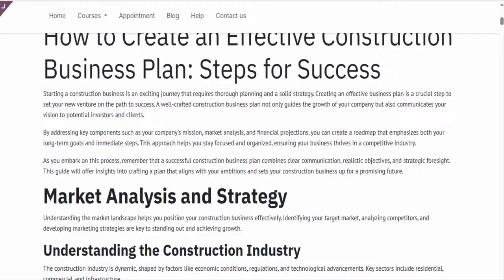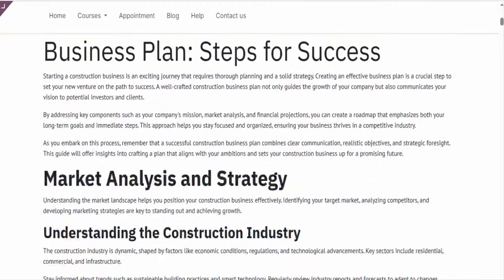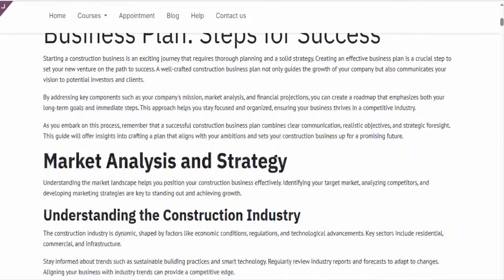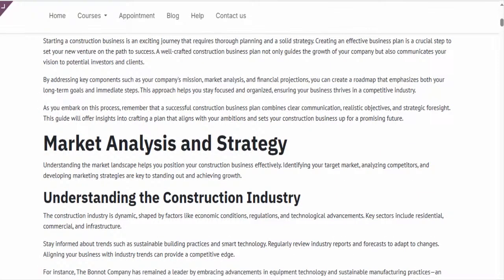Creating an effective business plan is a crucial step to set your new venture on the path to success. A well-crafted construction business plan not only guides the growth of your company but also communicates your vision to potential investors and clients. By addressing key components such as your company's mission, market analysis, and financial projections, you can create a roadmap that emphasizes both your long-term goals and immediate steps.